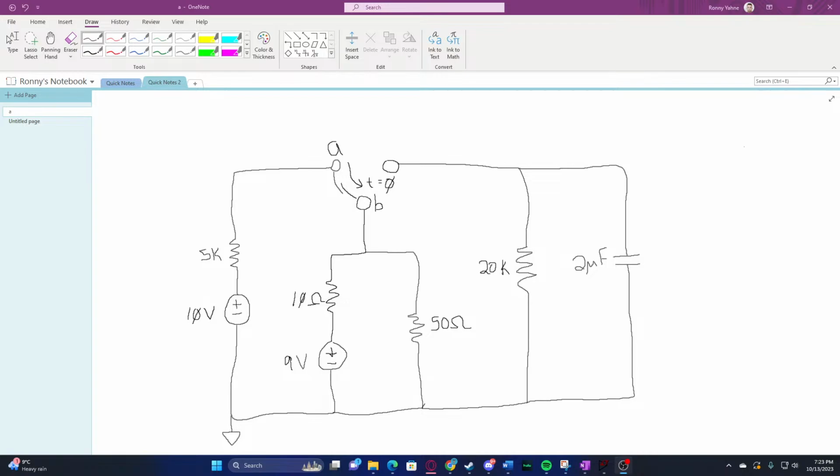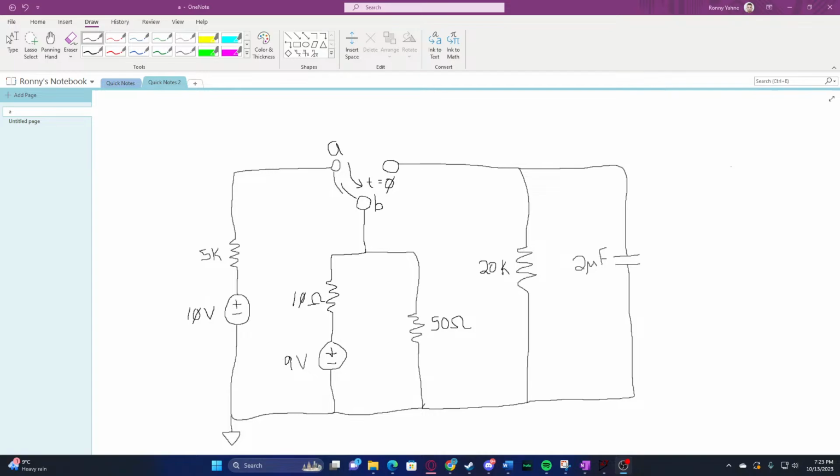Alright. I'm looking at this gosh dang old circuit. I drew it in OneNote for you all to see. Honestly, I kind of got bored.